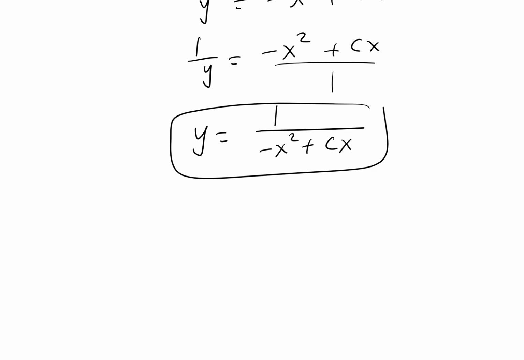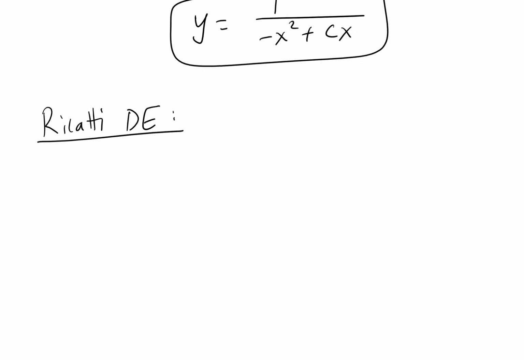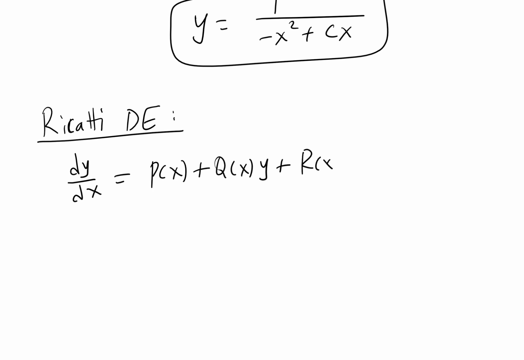This part, section 2.6, talks about Riccati differential equations. What are Riccati differential equations? Those are the equations written in the form dy/dx equals p(x) plus q(x)y plus r(x)y squared. It's kind of like a quadratic form. It looks like a quadratic form on the right side and a derivative on the left side.